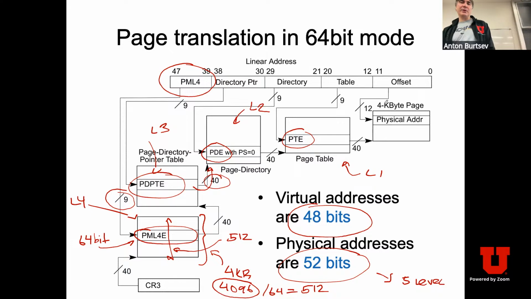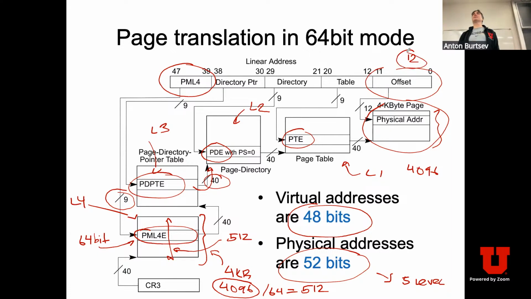And then you end on a physical address, and the same offset. The offset here doesn't change because the page is still 4096 bytes. So you need 12 bits to offset within a page, to pick any byte within a page, right? Make sense? Just wanted to make sure that conceptually, if you understand 32-bit page tables, 64-bit page tables are the same.